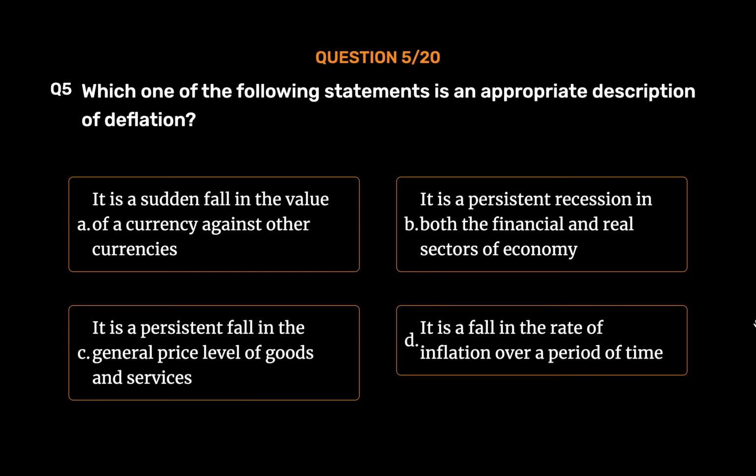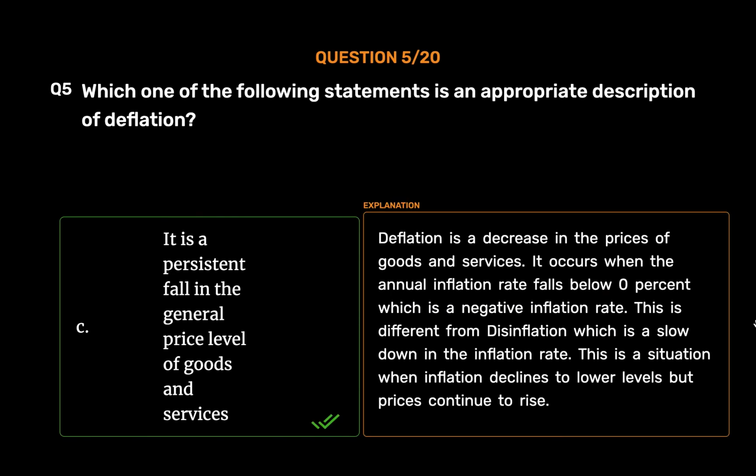The correct answer is Option C. It is a persistent fall in the general price level of goods and services. Deflation is a decrease in the prices of goods and services. It occurs when the annual inflation rate falls below 0%, which is a negative inflation rate. This is different from disinflation, which is a slowdown in the inflation rate. This is a situation when inflation declines to lower levels but prices continue to rise.